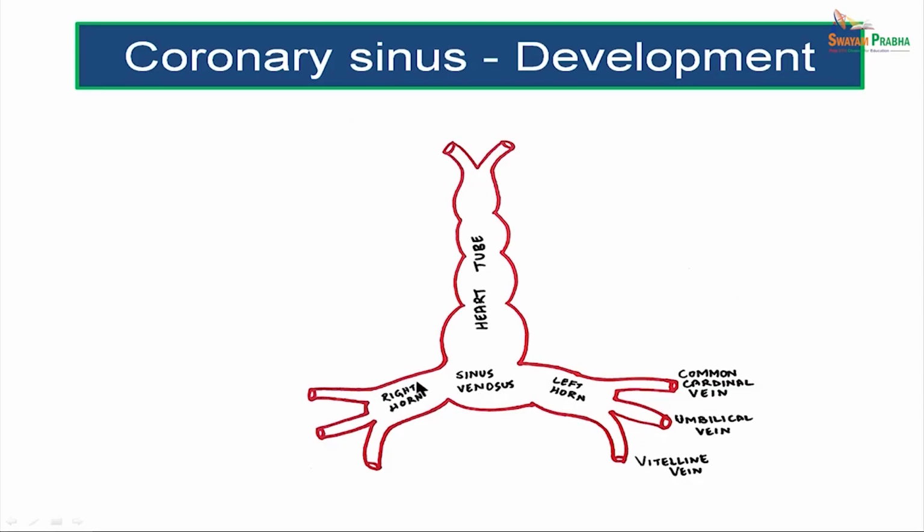Now, each horn will be present communicating with the central body. The body will be communicating with the rest of the heart tube. Now, you find the right atrium is formed by the absorption of the right horn and the right half of the body of the sinus venosus, which will give rise to the smooth part of the right atrium. The rough part of the right atrium will be formed from the primitive atrial chamber.